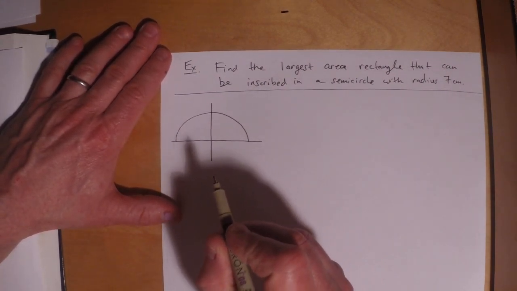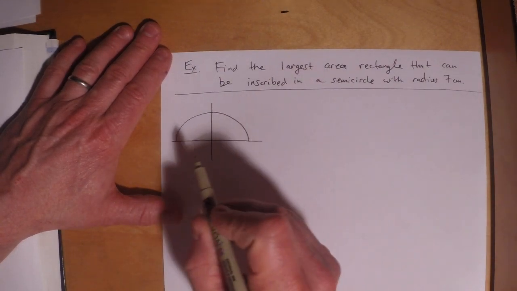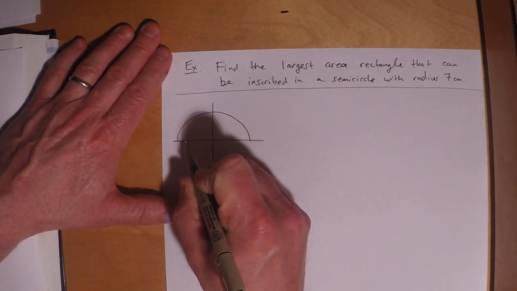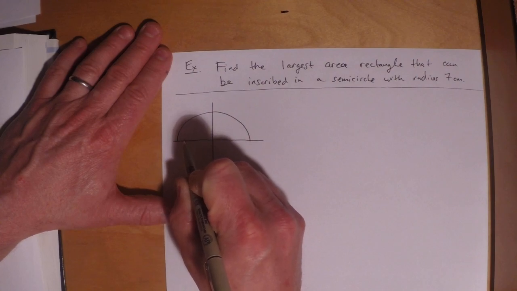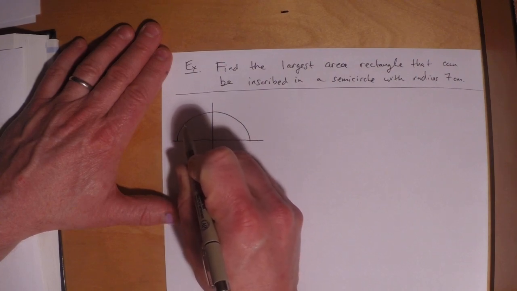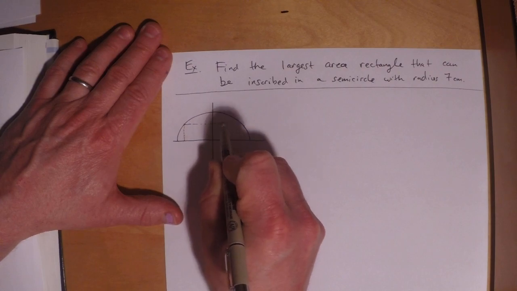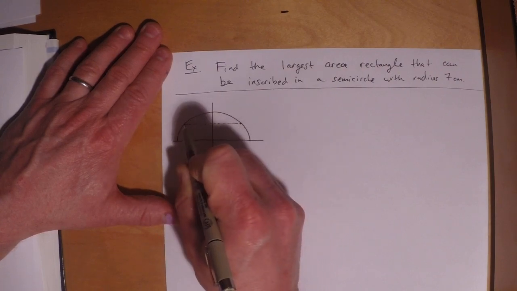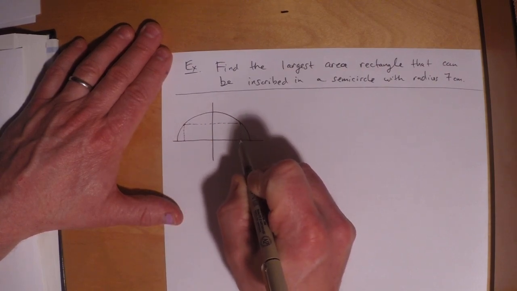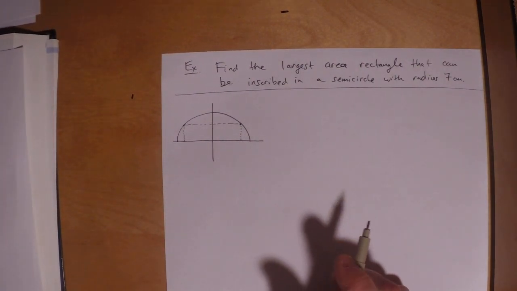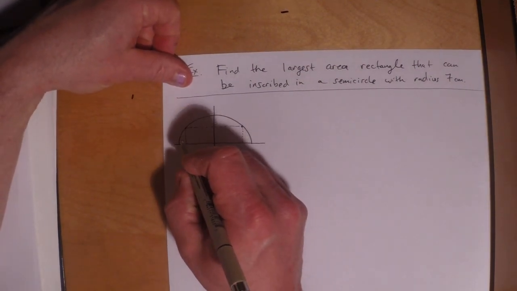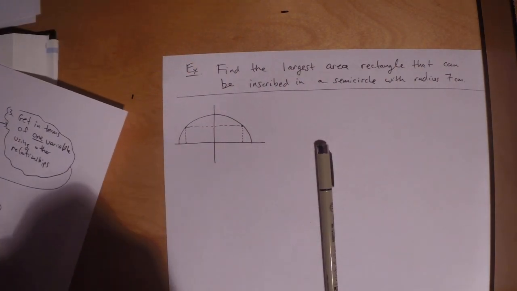And I'm going to draw a rectangle inscribed inside that semicircle, and so an inscribed rectangle would have to have corners that hit the corner or the edge of the circle. So there's my picture. Let me see if I can darken that.